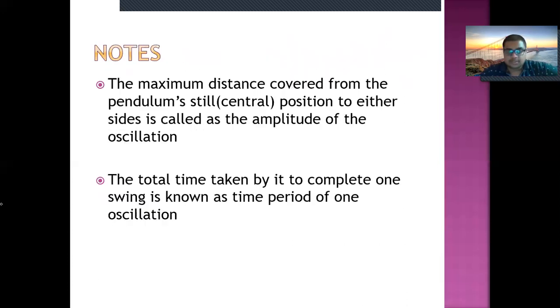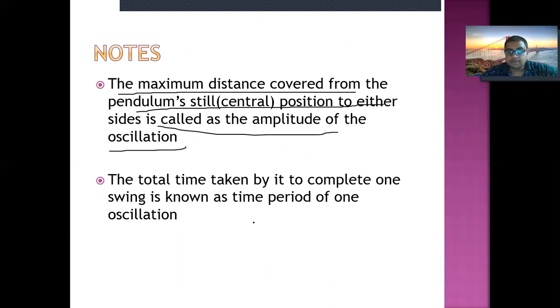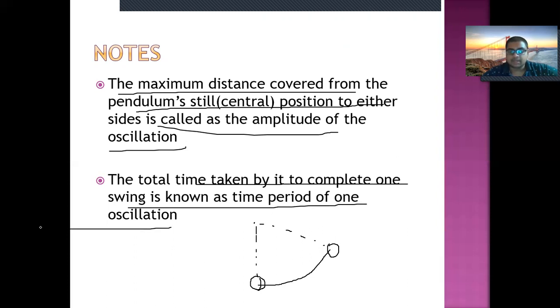So, what are the notes for this session today? The maximum distance covered from the pendulum's central position to either side is called the amplitude of the oscillation. The central position is the straight position where the pendulum was before, like this. If this were a circle, this is the initial position, and if you bring the pendulum right here, the distance between these two bob positions is called the amplitude. The total time taken by it to complete one swing is known as the time period, or the one oscillation that we all know.